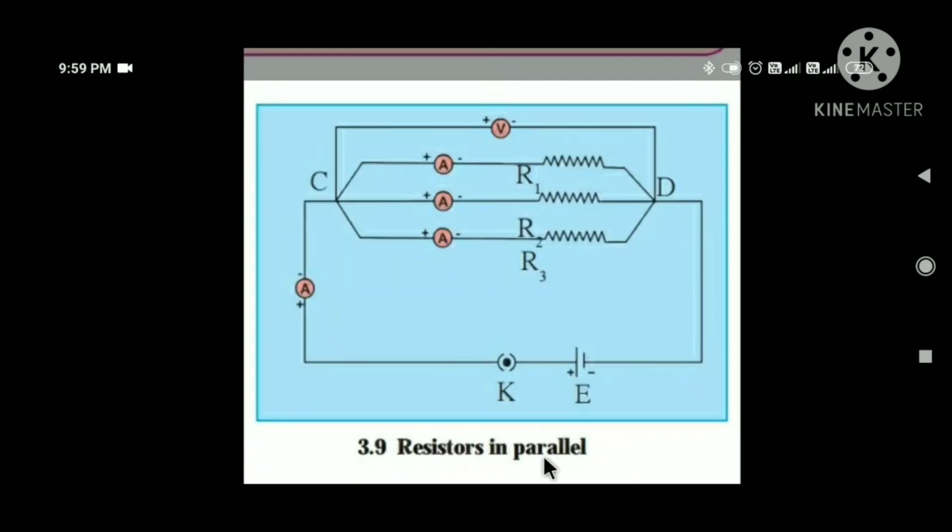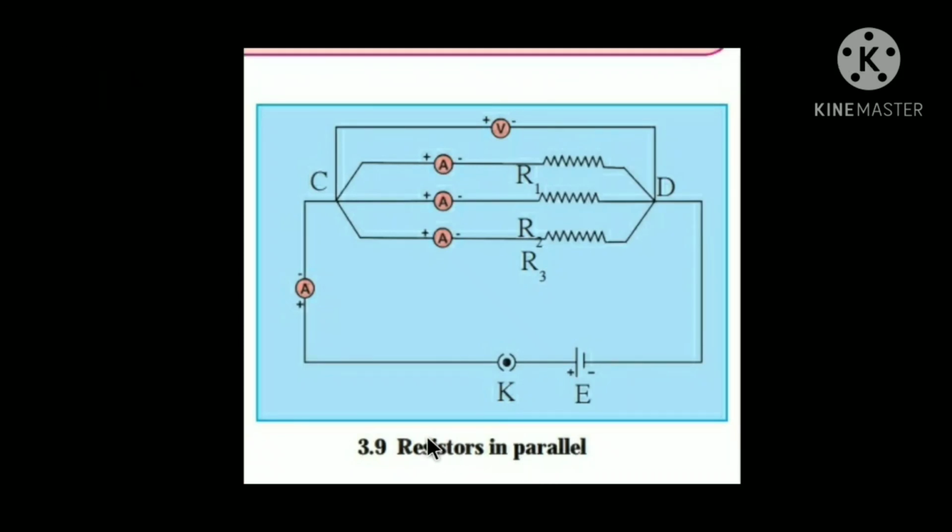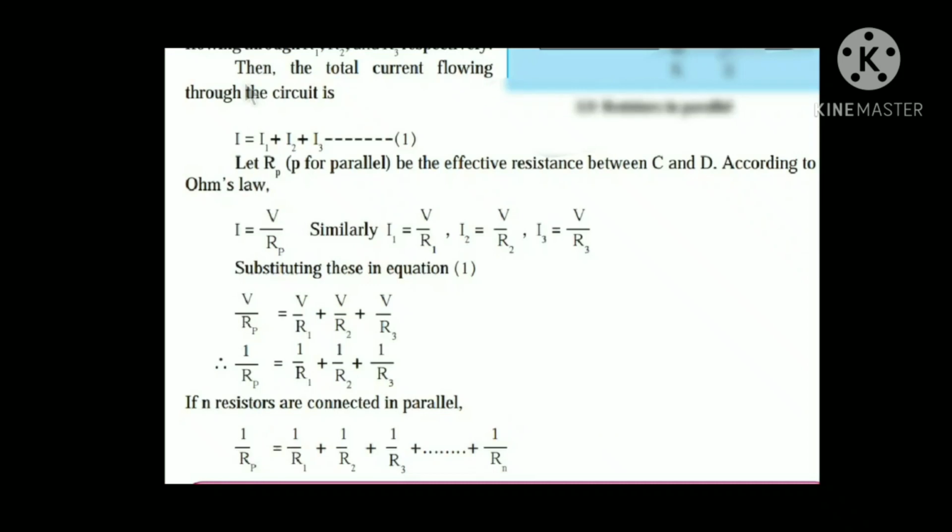Resistors in parallel. Resistors are said to be connected in parallel when their ends are connected at both the sides as shown in the figure. The figure shows 3 resistors R1, R2 and R3 connected in parallel between points C and D. V is the potential difference between C and D. Let I1, I2 and I3 be the currents flowing through R1, R2 and R3 respectively. Then the total current flowing through the circuit is I is equal to I1 plus I2 plus I3, equation 1.